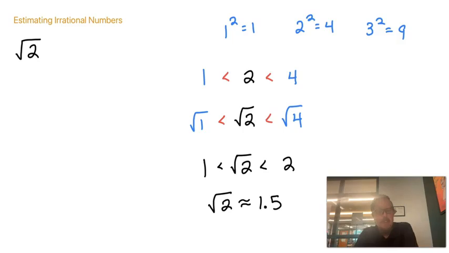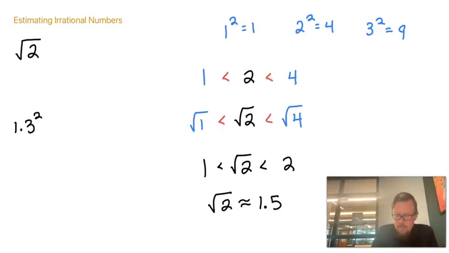But can we do better? Can we do a better estimate than just 1.5? And the answer is yes. Let's pick some numbers between 1 and 2 and square them and see if we can get something that's a little bit closer. What I mean by that is we think it's about 1.5. Let's try what's 1.3 squared? Let's find 1.4 squared, and let's find 1.5 squared.